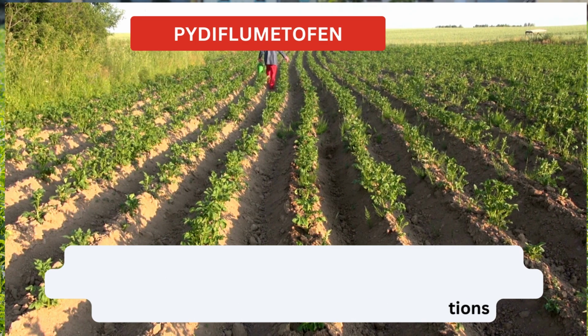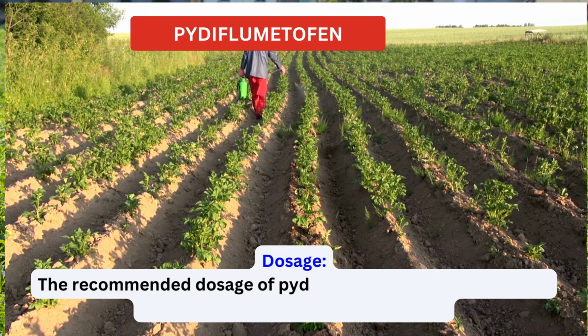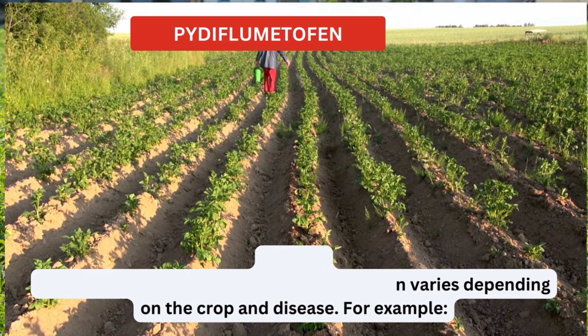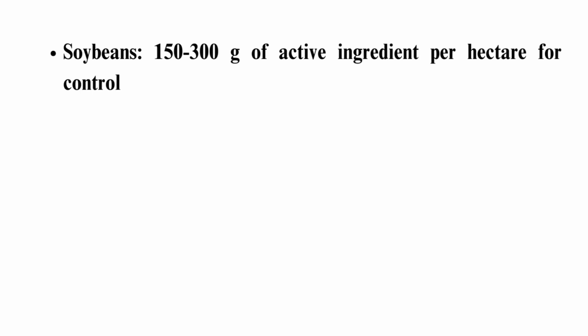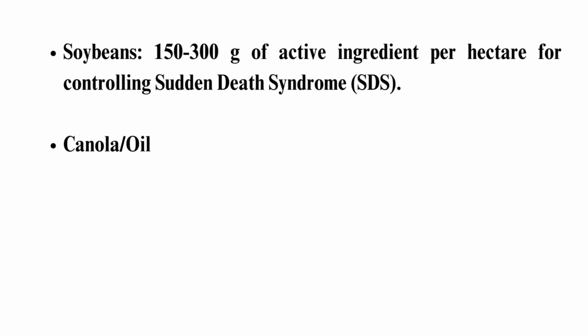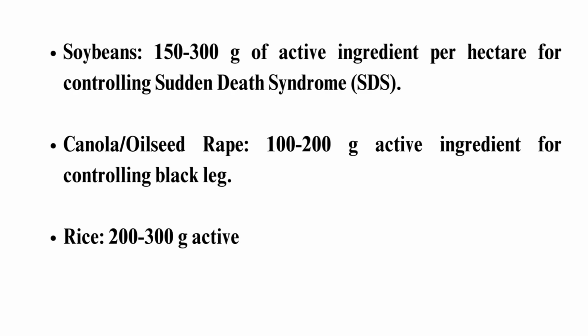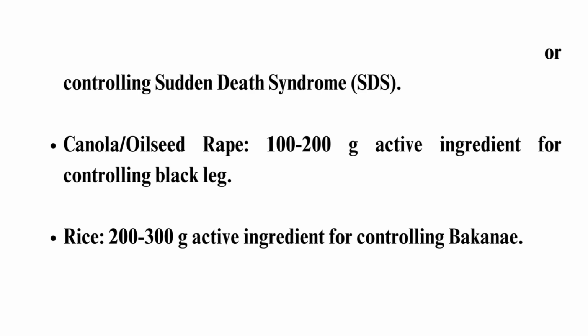environmental conditions. Dosage: the recommended dosage of Pydiflumetofen varies depending on the crop and disease. For example, soybeans, 150 to 300 grams of active ingredient per hectare for controlling sudden death syndrome, SDS. Canola, oilseed rape, 100-200 grams active ingredient for controlling blackleg. Rice, 200-300 grams active ingredient for controlling Bakanae.